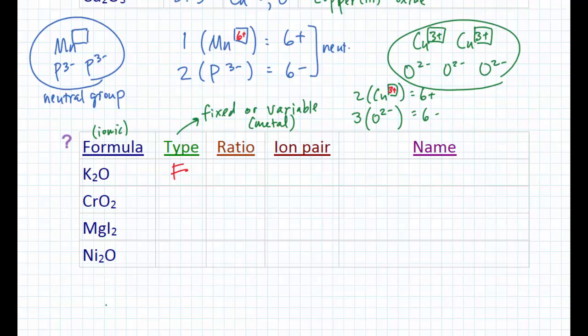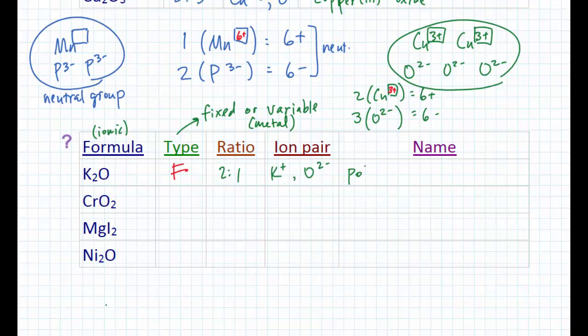The ratio is just literally what the formula says. Don't get fancy with that. That's a 2-to-1 ratio. When it's fixed, you can just write out what the charges are, straight from the periodic table. What is K's charge? Plus. What is O's charge? 2 minus. Okay? And to name it, we name it from those elements.